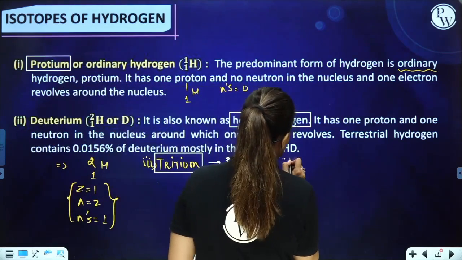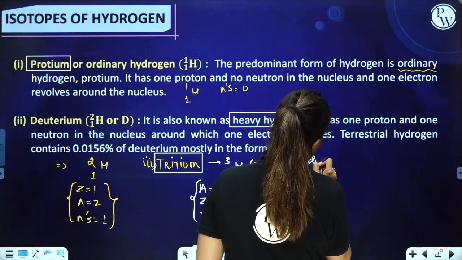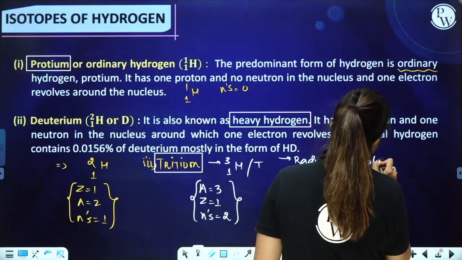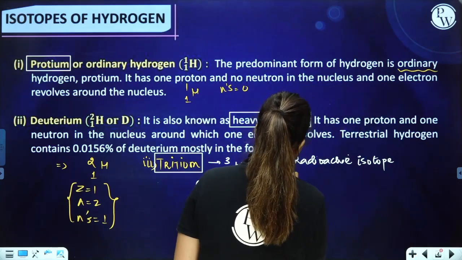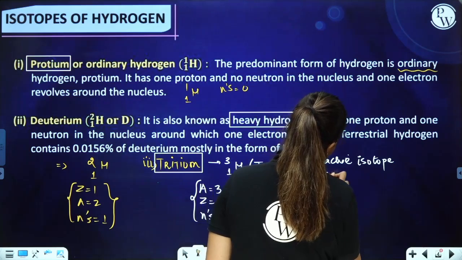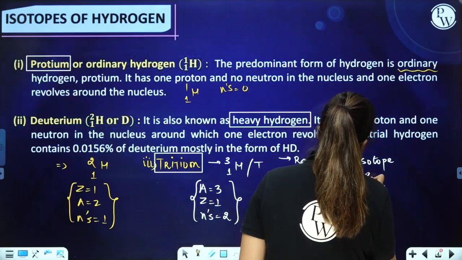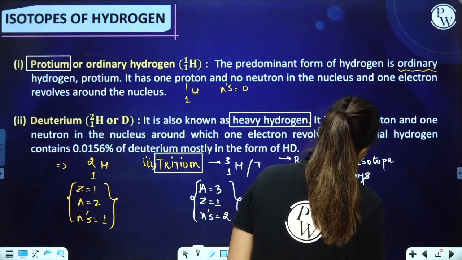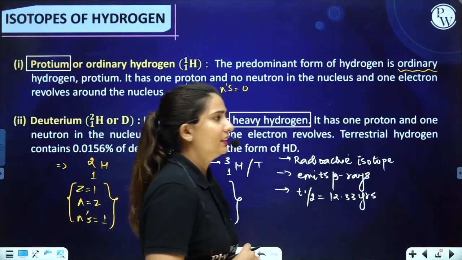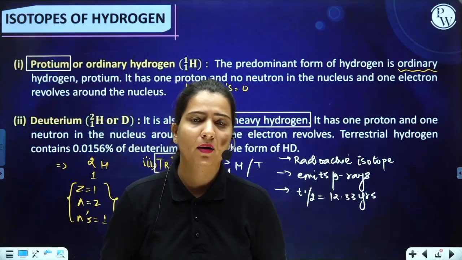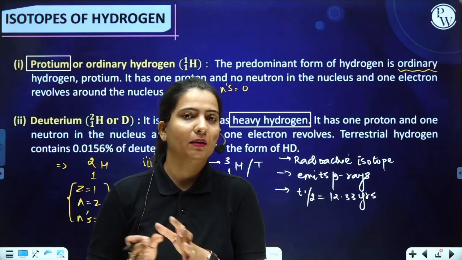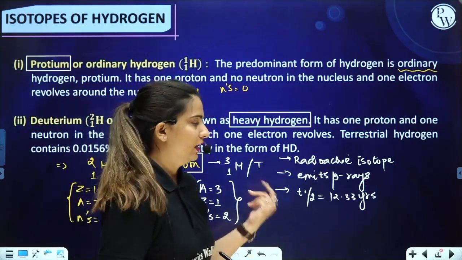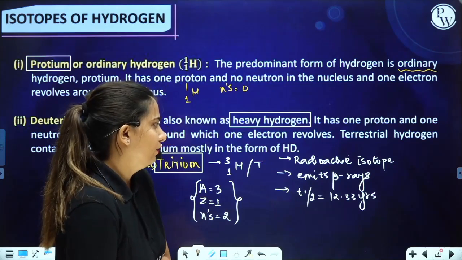It is the radioactive isotope. It emits beta rays. You have to remember all these things. Its half-life is considered as 12.33 years. What is half-life? Half-life is the time required for a substance to become its 50%. Whatever time is required for that 50% completion is considered as the half-life. So the half-life is 12.33 years, and all of these things you need to remember.